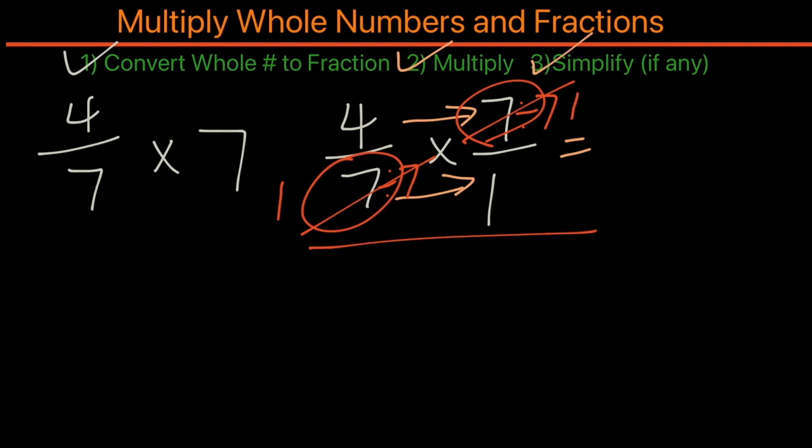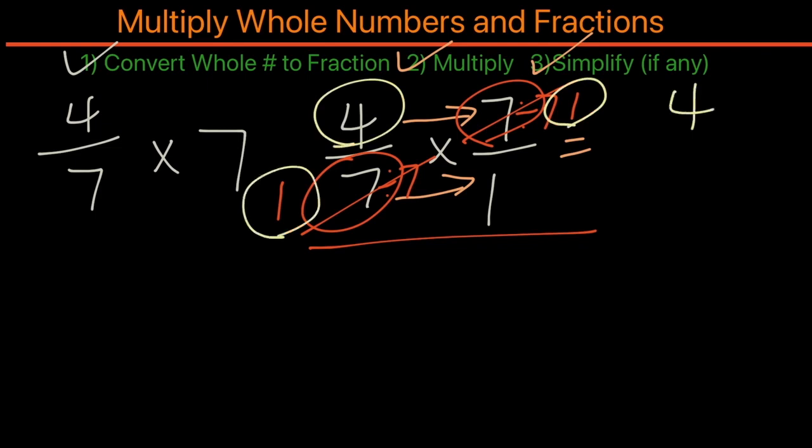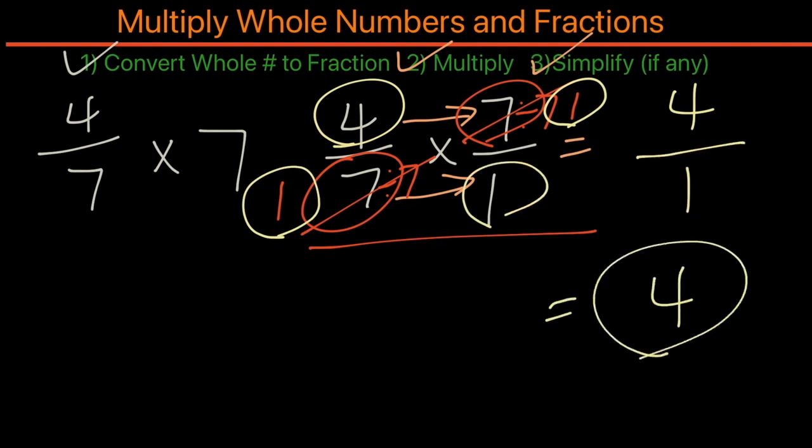So we can cross them out and replace the 7 for 1. Next, we would just take the 4. 4 times the 1 equals 4. 1 times 1 is 1. And we can see that the answer also comes out to be 4. So a good practice is to simplify before you multiply. So these 4 are examples of how you will multiply whole numbers and fractions.